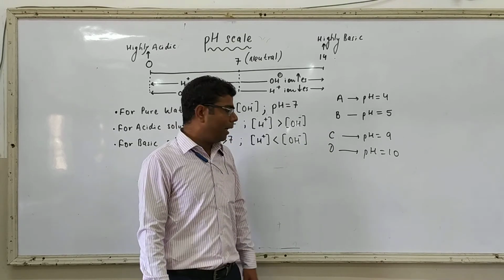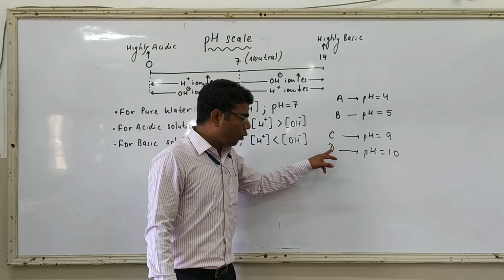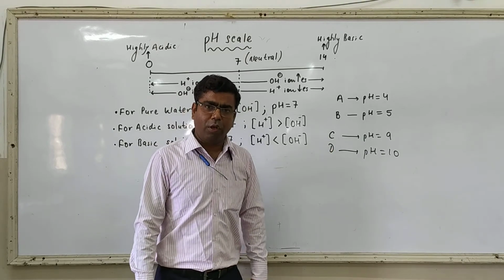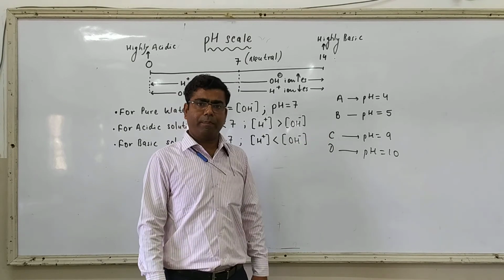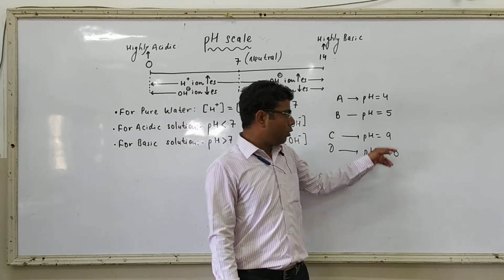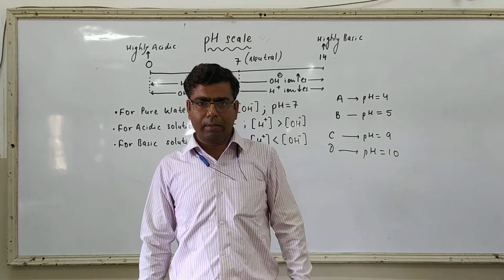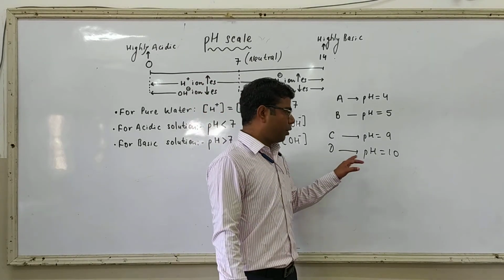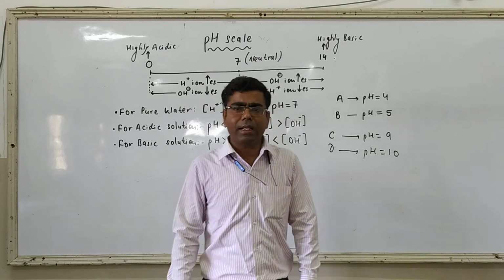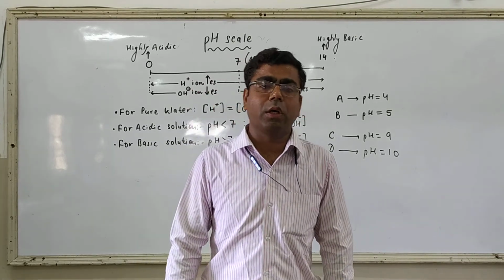Or we can say that in solution D, the concentration of OH minus ions will be more than solution C. Since change of 1 unit is there, here we can also say that solution D will be 10 times more basic than solution C.